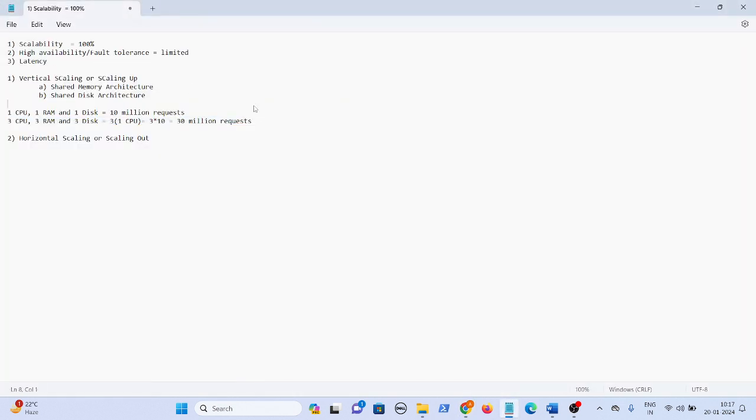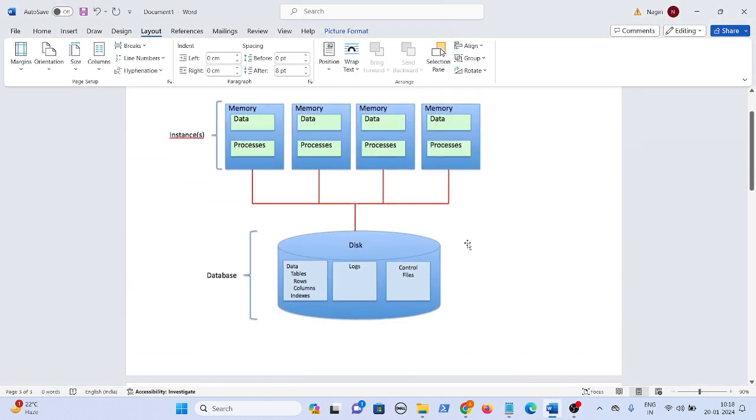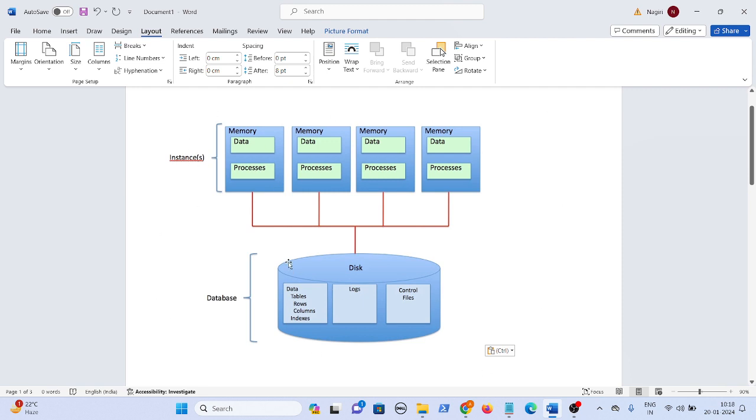So we saw the drawbacks present in shared memory architecture, right? Scalability is not achieved 100%, even high availability is limited, and the latency issue is not at all addressed in shared memory architecture. Now let's go with shared disk architecture. This is the diagram of shared disk architecture. You have a disk that is shared among multiple machines. So you have multiple machines here. CPU and RAM are different for each machine, but the disk that all machines are using is the same.